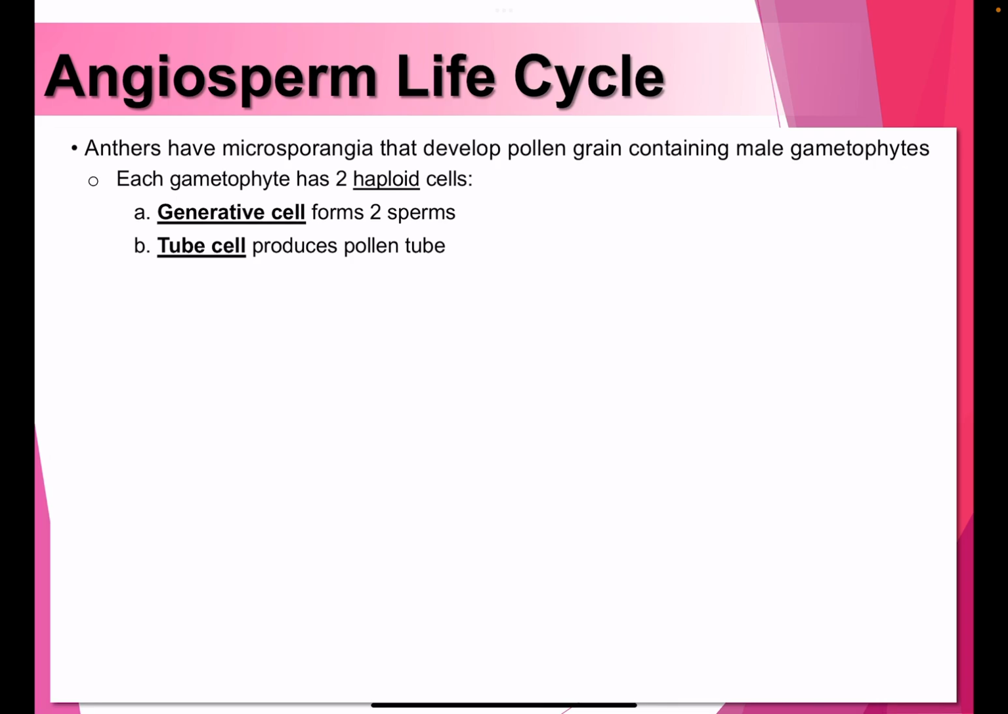Okay, we've got done talking about some special aspects about them. So the anthers, as we've said, is where sperm is produced. We have those microsporangia that develop into pollen grain, which then will contain your male gametophytes. Now each gametophyte has two haploid cells for angiosperm. One type of haploid cell is called the generative cell, which will form two sperm, and we'll talk about why specifically two sperm in a bit. And then the other haploid cell will form what's called the tube cell, which is for producing that pollen tube.